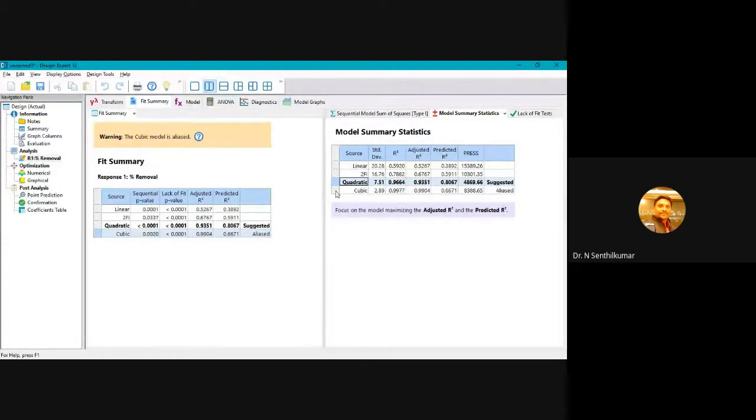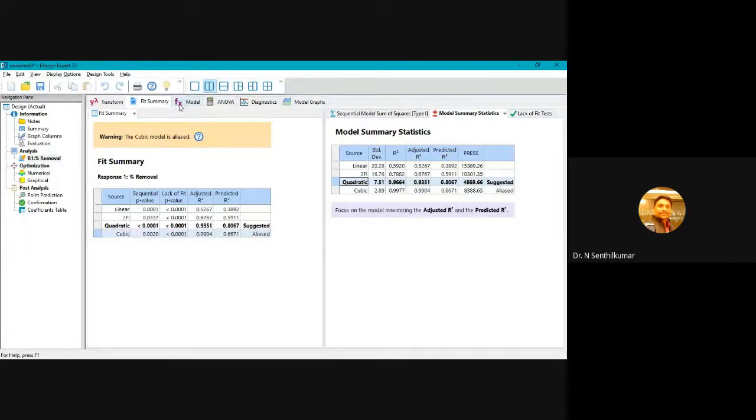But coming to cubic, when comparing with the quadratic, the R square value is 99. The ideal R square value is 1, that is 100%, but it's 99. But here you can see the predicted R square is very, very low. So the system itself has suggested that the quadratic model will be good for your output.